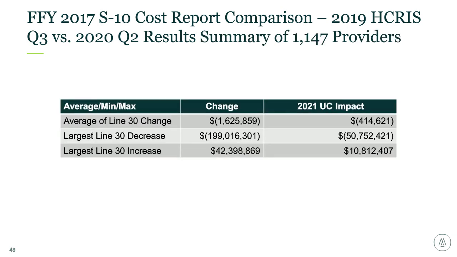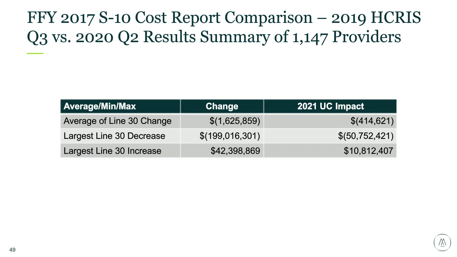So in summary, what do all these numbers mean in actual UC reimbursement? Because I don't want that to get lost with all these changes on S10. This table summarizes the results of the changes for these 1,100 providers we just walked through. So the average impact is a loss of $414,000 in UC reimbursement.